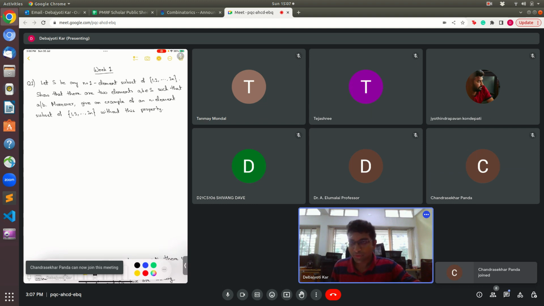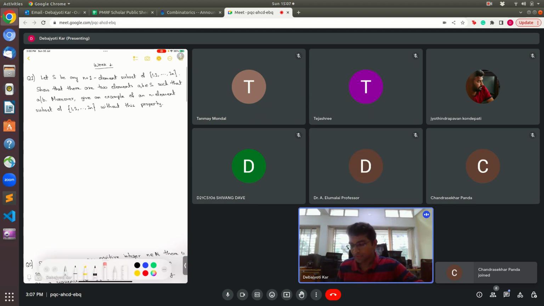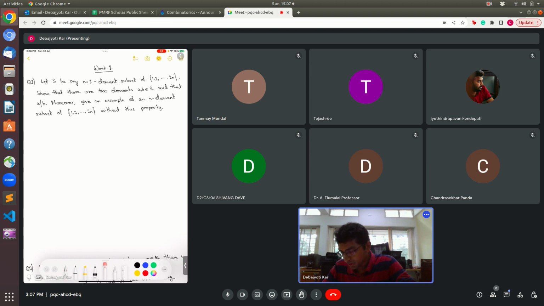Okay. So let's look at the first question. What is this saying? Let S be any n plus 1 element subset of the first 2n natural numbers. Which means out of the first 2n natural numbers, we are picking arbitrarily any n plus 1 elements. Now the question asks, we need to show that there are two elements A and B such that A divides B. And secondly, we also need to give an example of an n element subset of these numbers without this property.